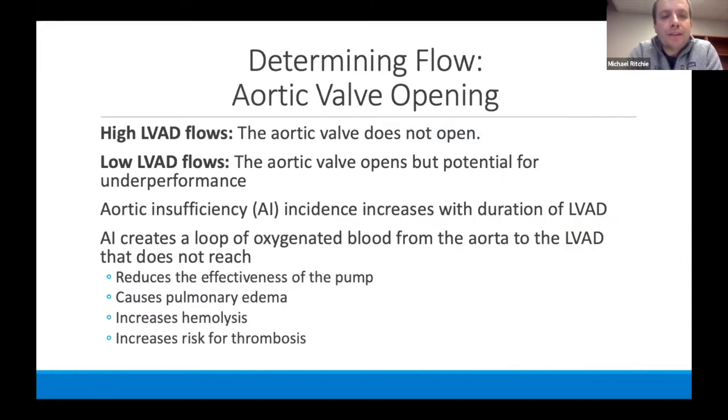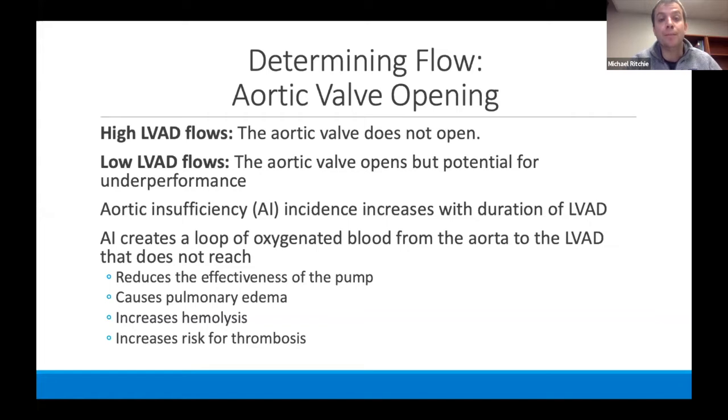Often what they do, and this is all done around the time that it's put in, so not necessarily what you'll see in the emergency department, but just to keep it in mind, is that they will titrate it based on when the aortic valve opens. If you have too high of VAD flows, the aortic valve won't open at all. You have to have a certain amount of pressure across the LV walls to be able to trigger it to pump well enough to create a pressure to open the aortic valve.